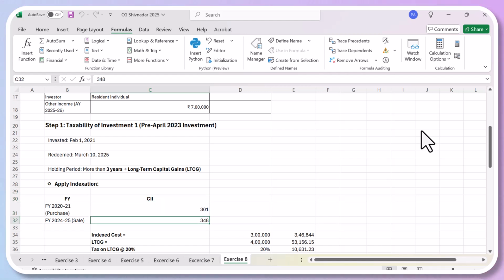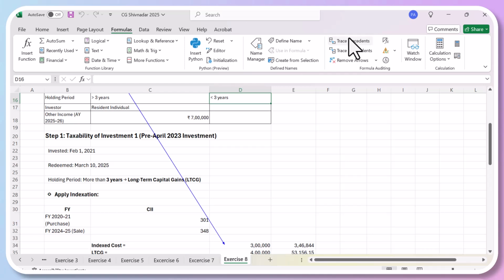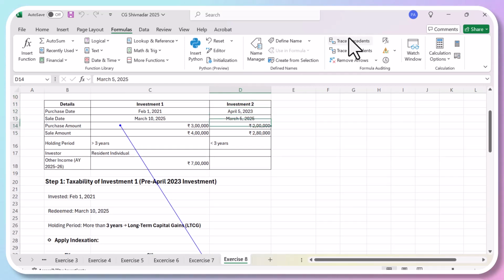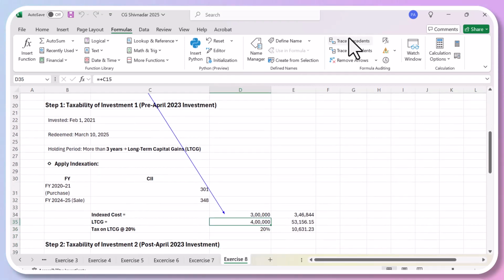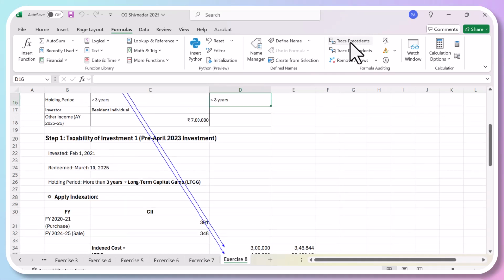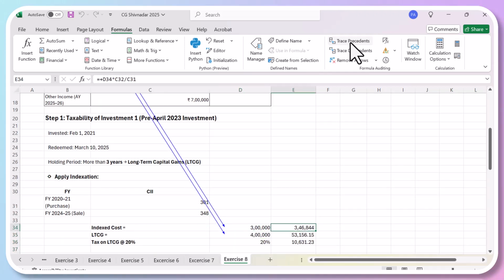Okay, so when you bought it at 3 lakhs, which you can just look at from this. So your purchase of investment number one was for 3 lakhs, and you sold it for 4 lakhs. So this is the sale and the purchase price. Now, you are entitled for indexation benefit because you have held the asset for more than 3 years. So you calculate the indexed cost, which is your 3 lakhs worth of mutual funds now equivalent to 3 lakh 46,844.